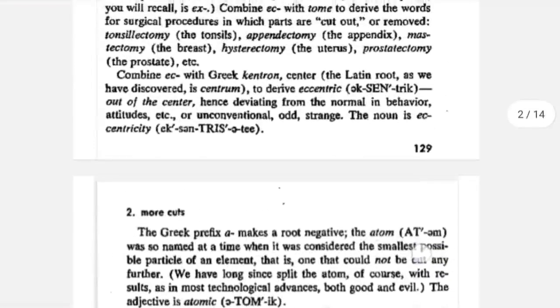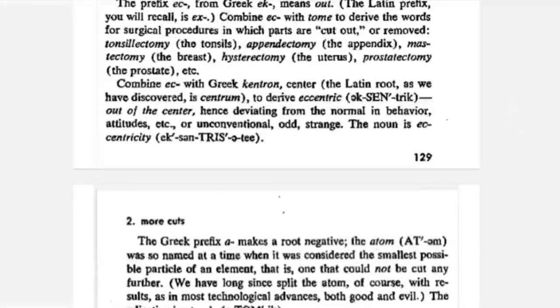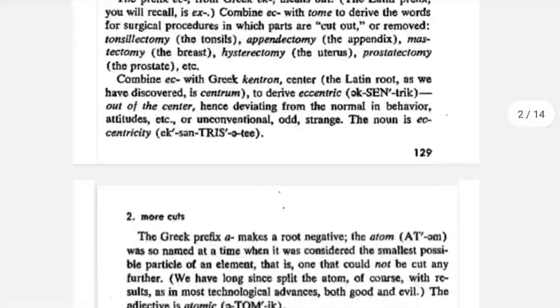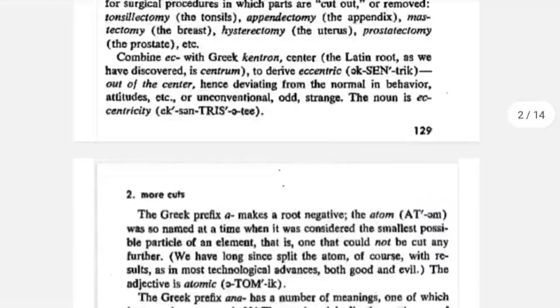The next word is hysterectomy. Hyster means uterus, plus EC plus TOM, which means an operation to remove a person's uterus. The next word is mastectomy, which has the root mastos, which means breast, plus EC plus TOM. So it means removing a person's breast. It is usually done during breast cancer. The next word is prostatectomy, which means cutting out a person's prostate gland.